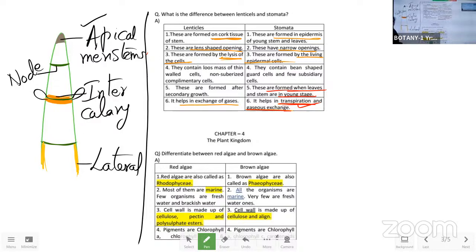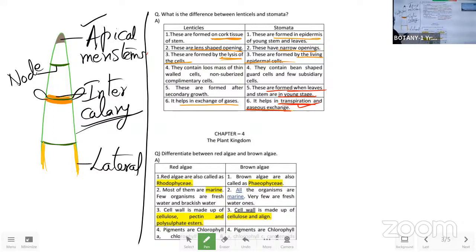And these intracalary meristematic tissues are present only on the stem, not on the root. Why? Because roots do not have nodes and internodes. So there is no chance of the presence of this intracalary meristematic tissue there. So what we have to say: the intracalary meristematic tissues are present only on the stem, not on the root. And the next one is the lateral meristematic tissue.